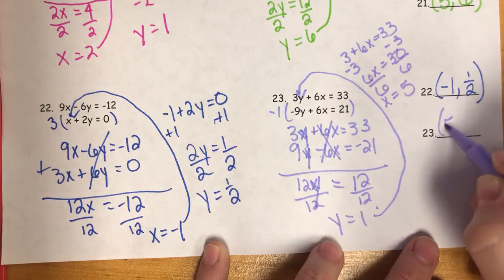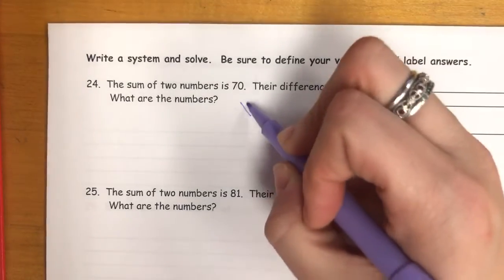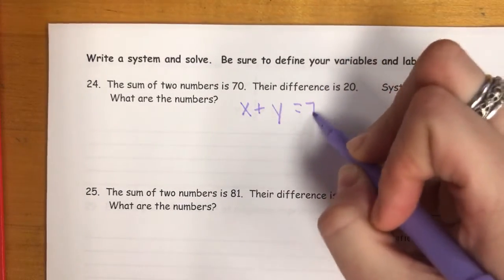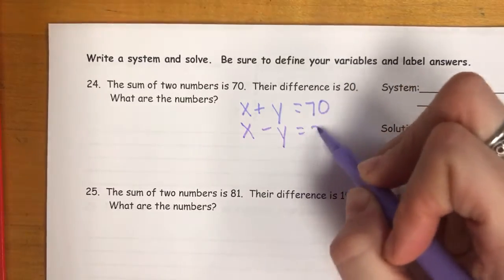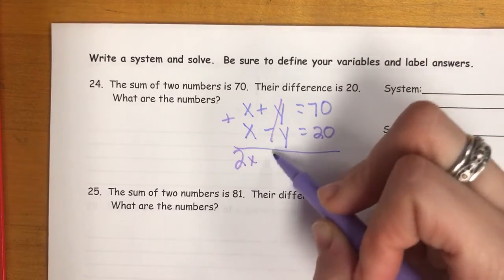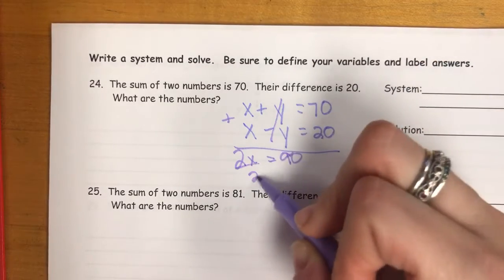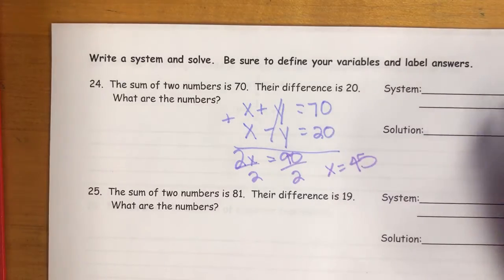So I'll get 5 comma 1. 24, the sum of two numbers, so that's telling me to add, is 70. Their difference, so that's telling me to subtract, is 20. Add those straight down. X equals 45. So in these blanks over here, you could just write the equation.